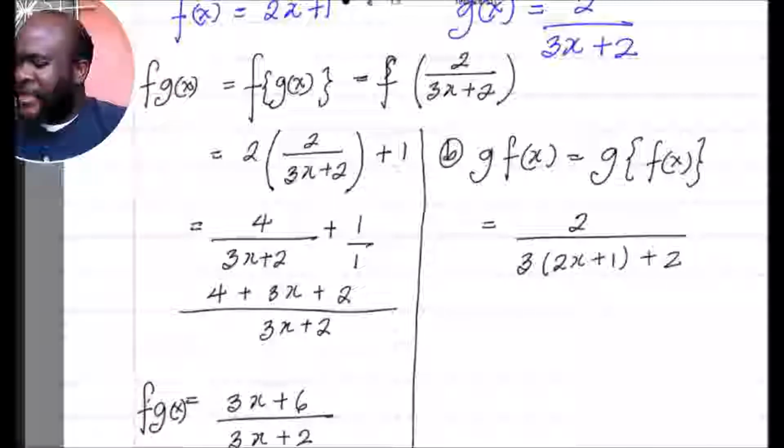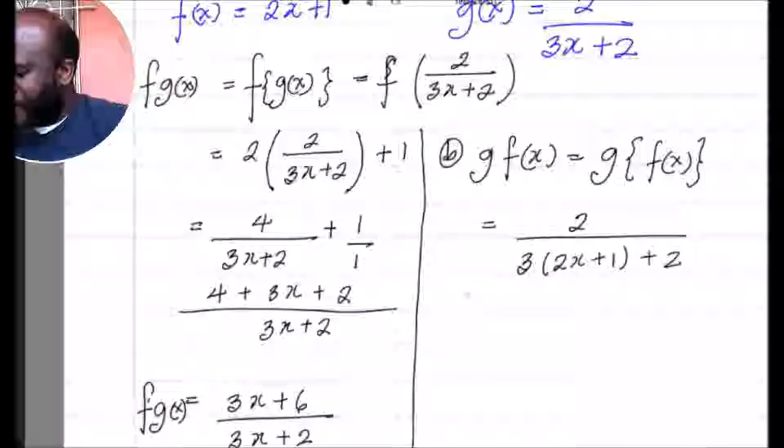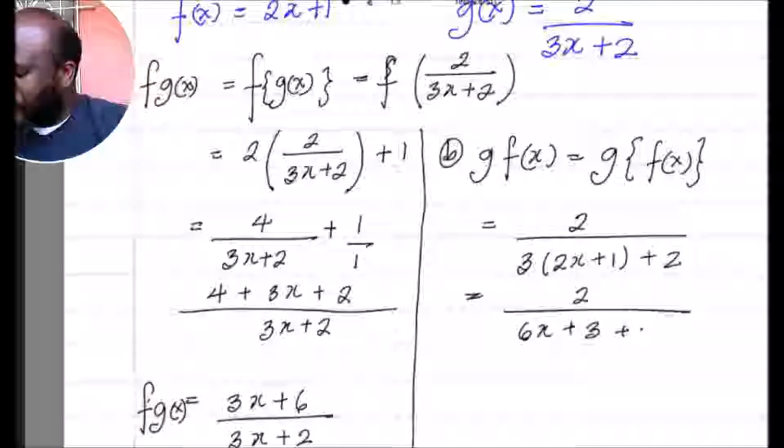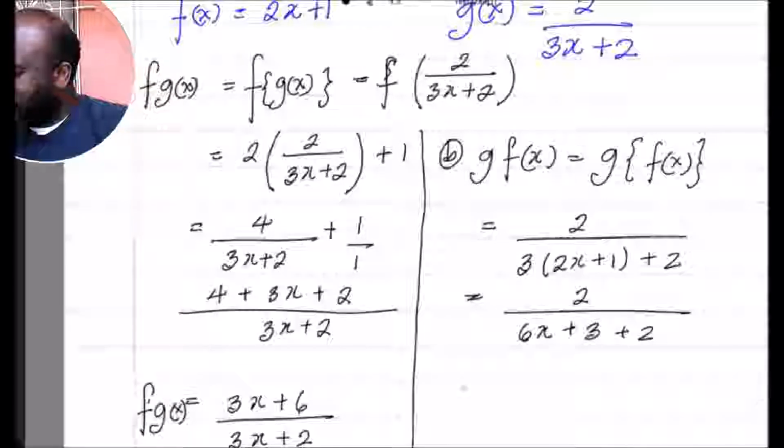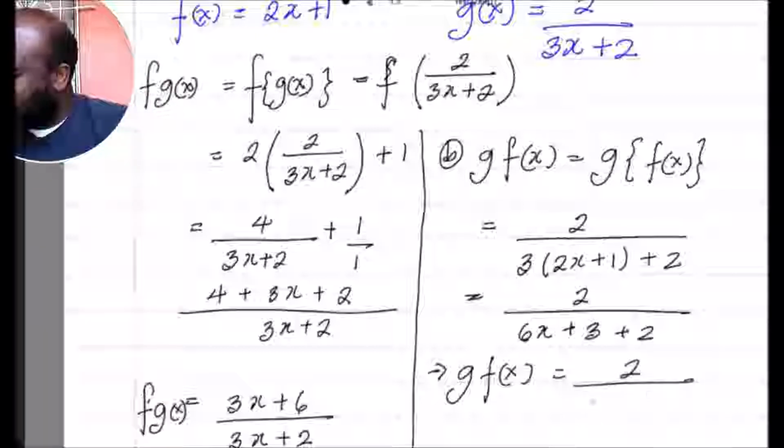In g, wherever I see x, I take out x and put f. g is 2 over 3x plus 2. So take out the x, replace the x with 2x plus 1, which is f. Distributive law, I'm going to end up with 2 over 6x plus 3 plus 2. So therefore g of f of x would be equal to 2 over 6x plus 5.